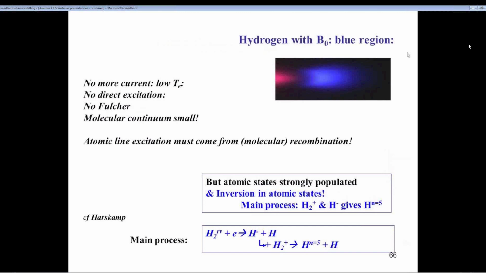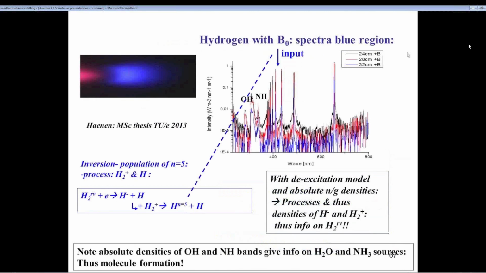That is the main process, the recombination of H2 plus ions at H minus, which gives a resonant level in n=5 or 6. And the H2 plus and H minus are all originating originally from the low vibrational excited hydrogen molecules, which come probably from the surface.